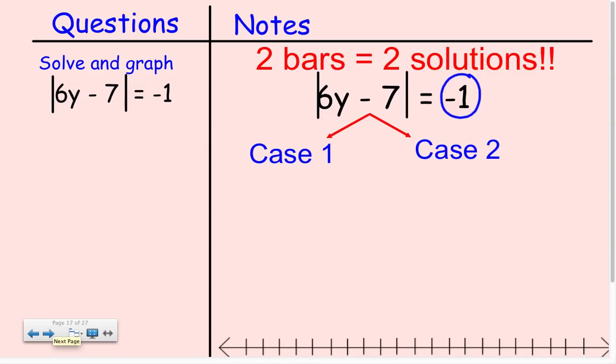If we think about absolute value, if I take the absolute value of something, my answer is always going to be positive. And that's because distance cannot be negative. So no matter what ends up in my absolute value bar here for y, I can never get a negative 1 because I can never get a negative number. The answer for this one is no solution. There are no y values that I could plug in here and get negative 1. All you have to do for that one is write down no solution and move on.